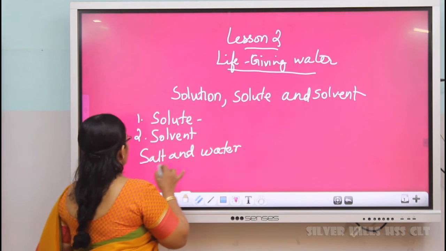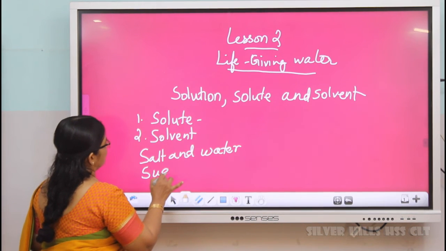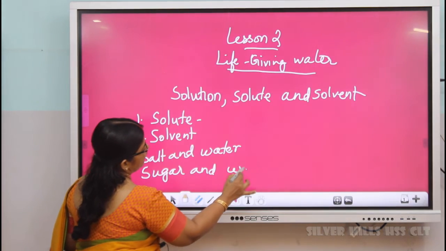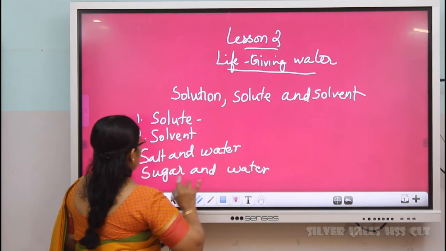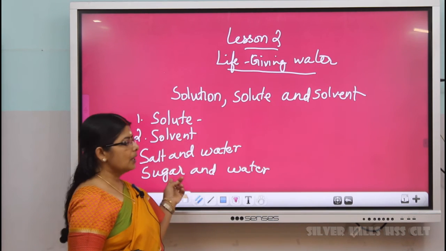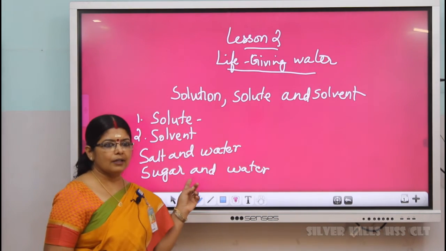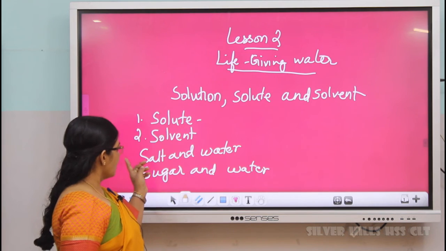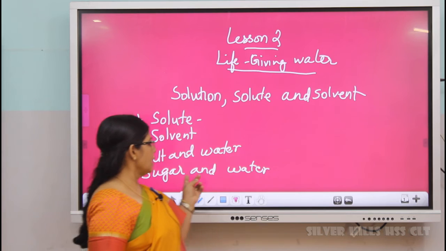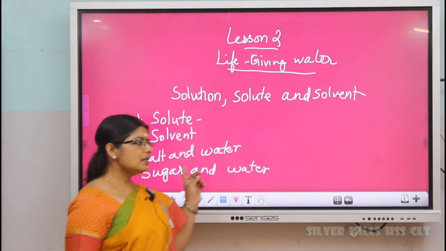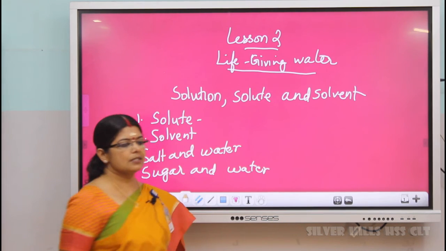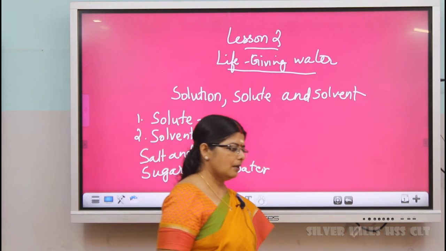Then another example, sugar and water. Which are the solute and solvent in sugar and water? Sugar is the solute and water is the solvent. By mixing sugar and water, we will get a mixture, and this mixture is known as a solution.